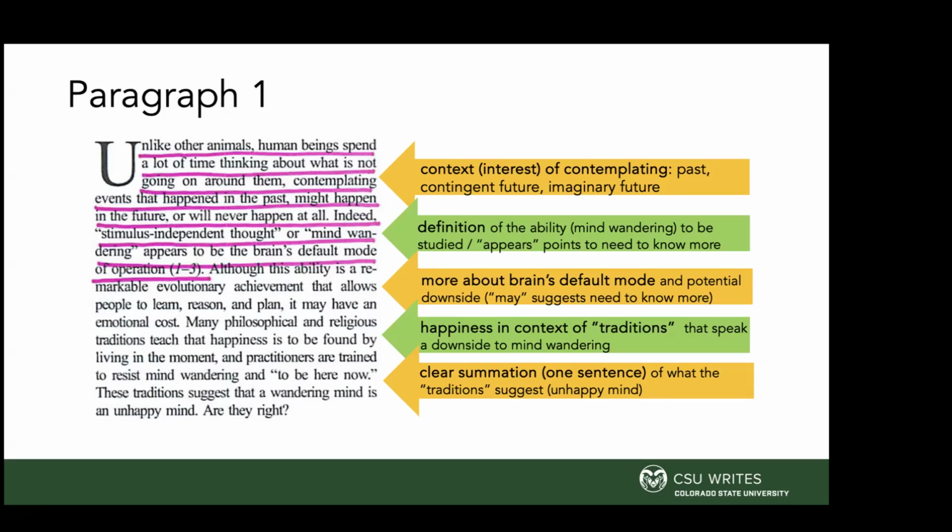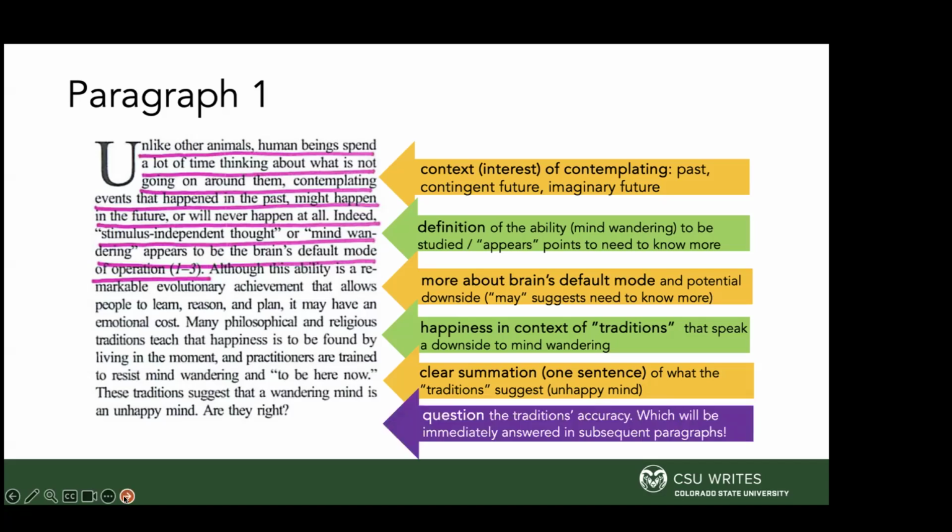So it's got the key sentence for the whole piece, right? Has this topic in it. Is it a happy mind? It's a wandering mind, right? So it's an unhappy mind. And then, are they right? And so then the rest of all of those paragraphs are showing us what they did in order to be able to determine one way or another if these philosophical and religious traditions are right in thinking that when our minds wander, we're less happy. And that question, right, will be answered by all of those subsequent paragraphs.